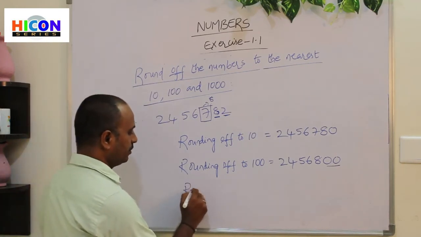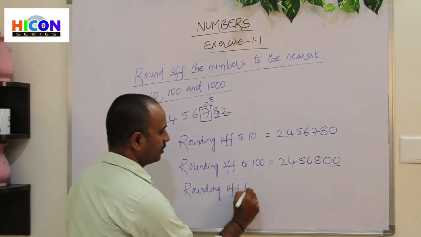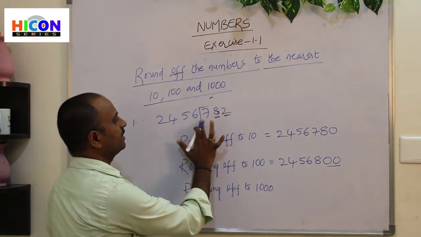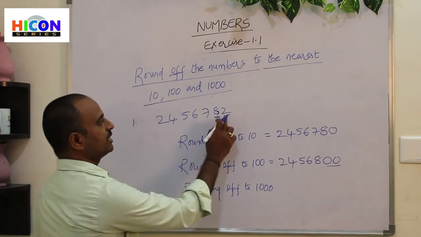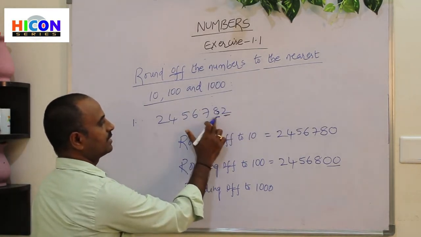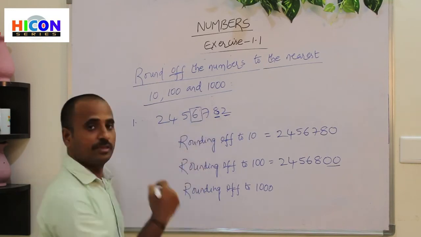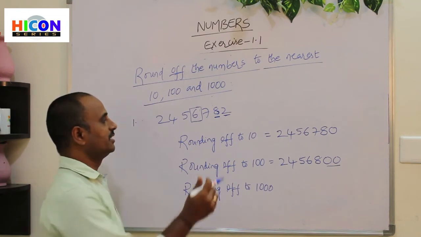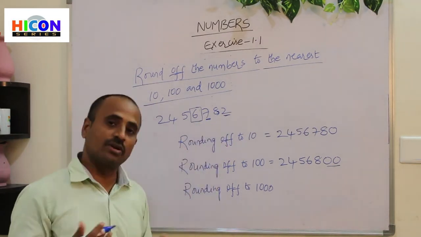Now rounding off to thousands. So identify the digit present in the thousands place. So children, identify the digit present in the thousands place. Ones, tens, hundreds, thousands. So 6 is present in the thousands place. That means 6 thousands are there. Now check the next digit. So the next digit is 7. That is, 7 is more than 5.